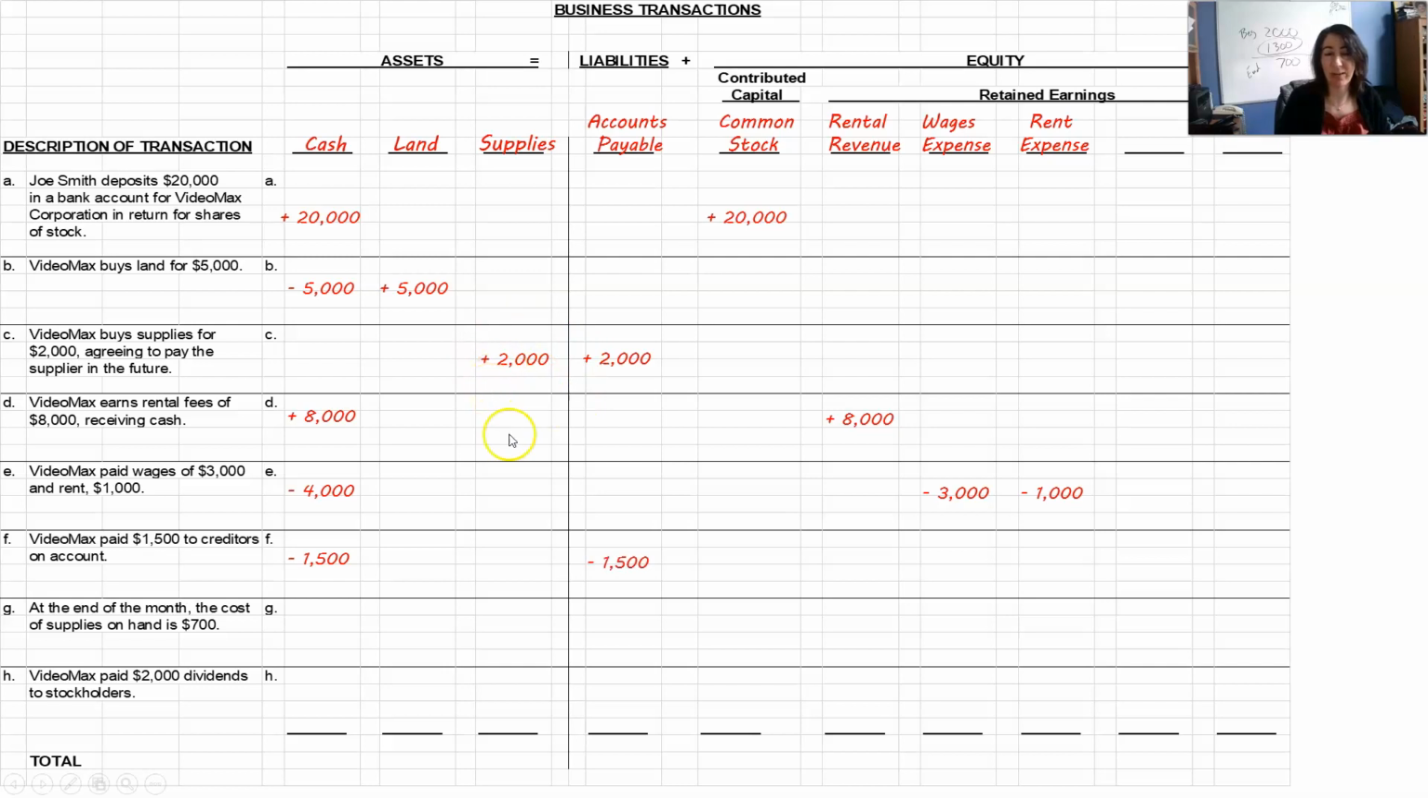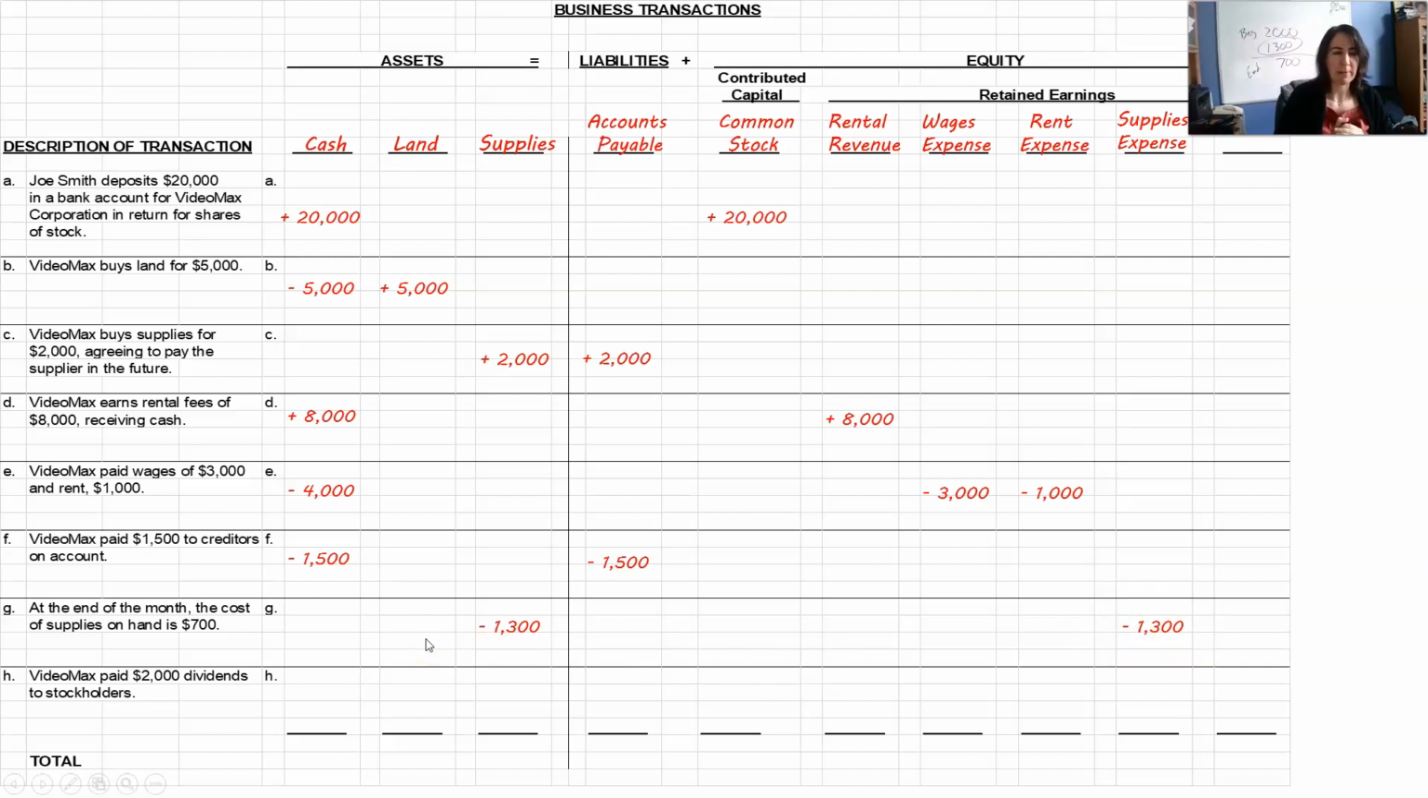It's not really $2,000, right? So I've got to subtract $1,300 there, what I used, because now that will give me the ending balance of $700. Also, I needed to use those supplies to run my business, so that is going to be a supplies expense. Right there, $1,300.